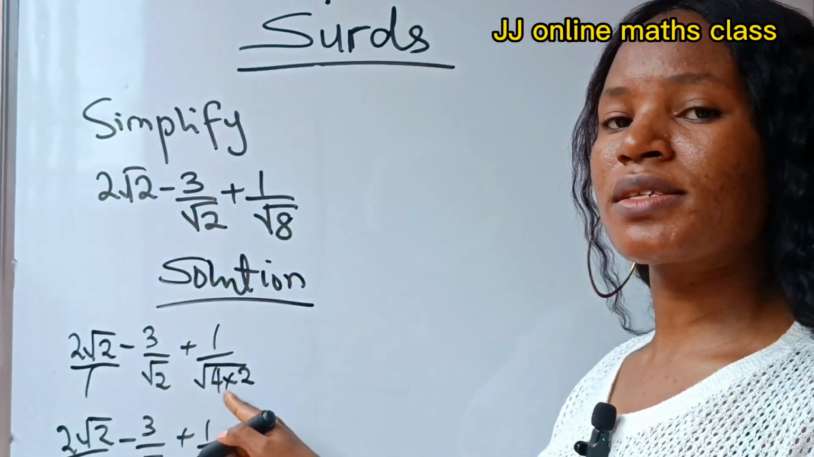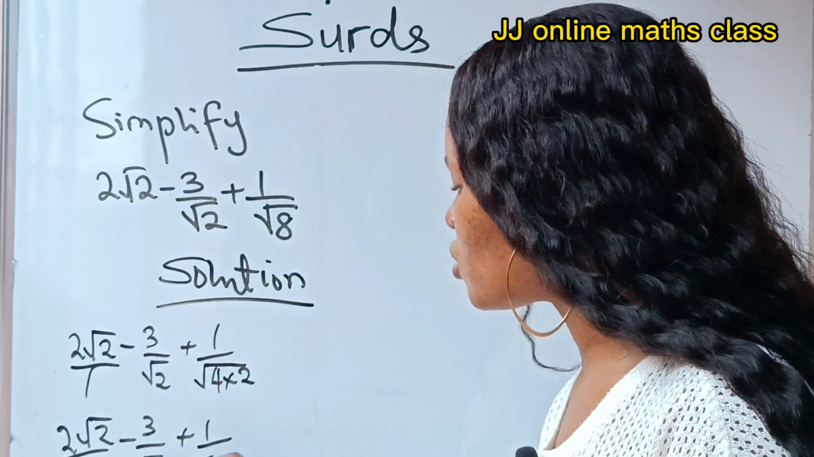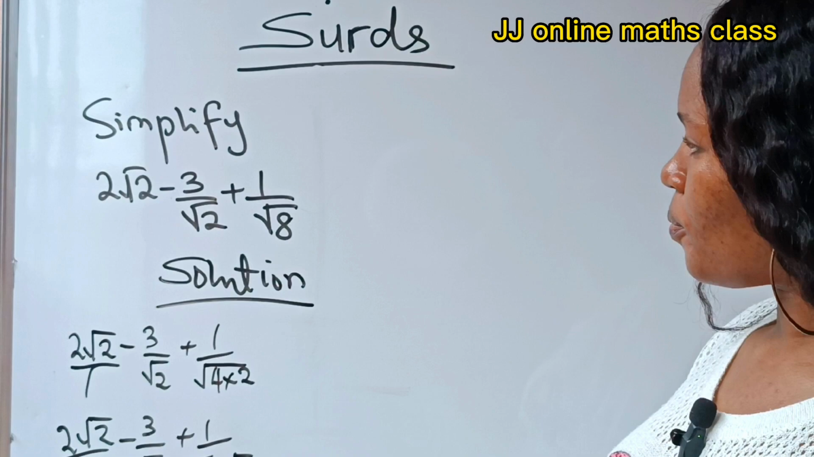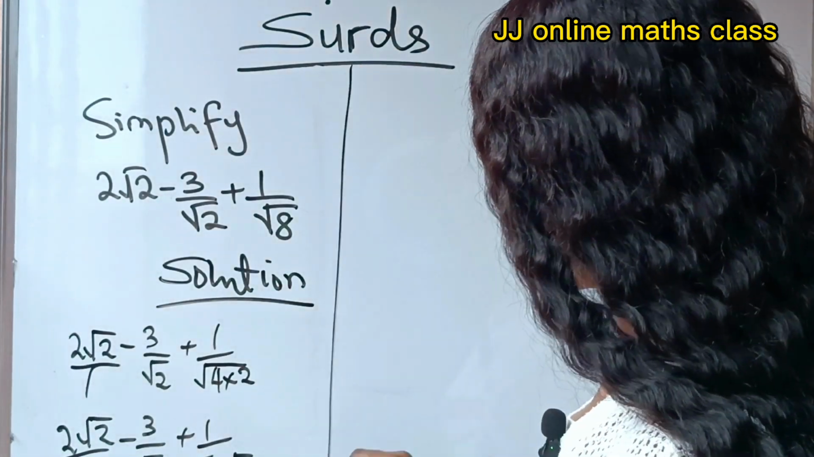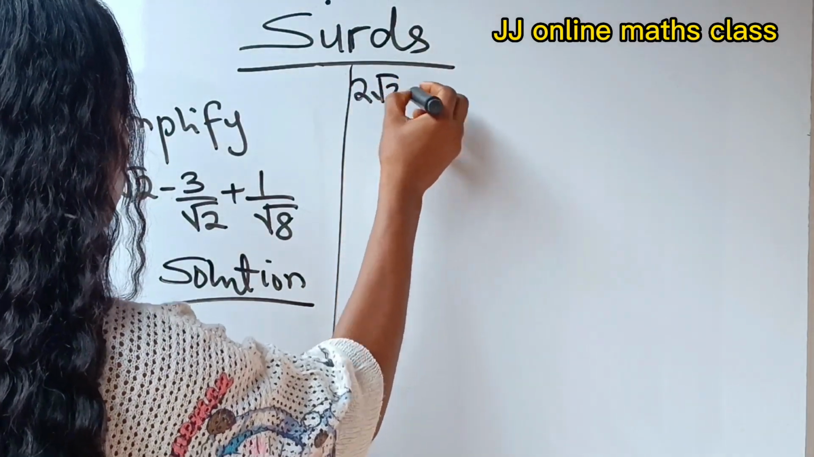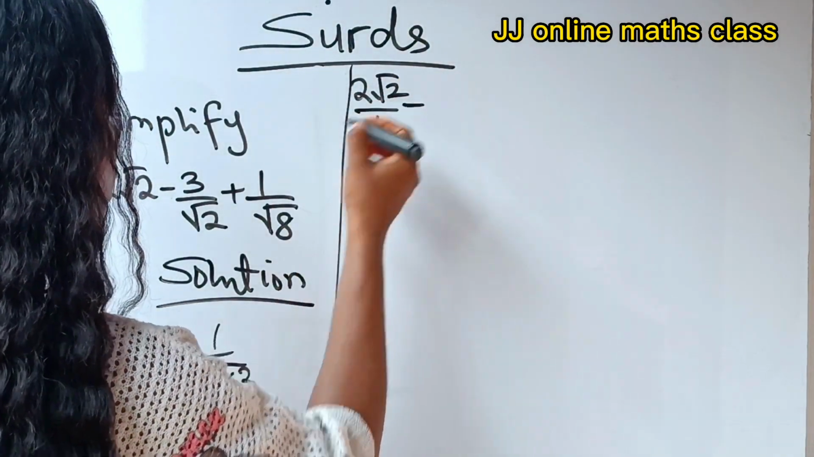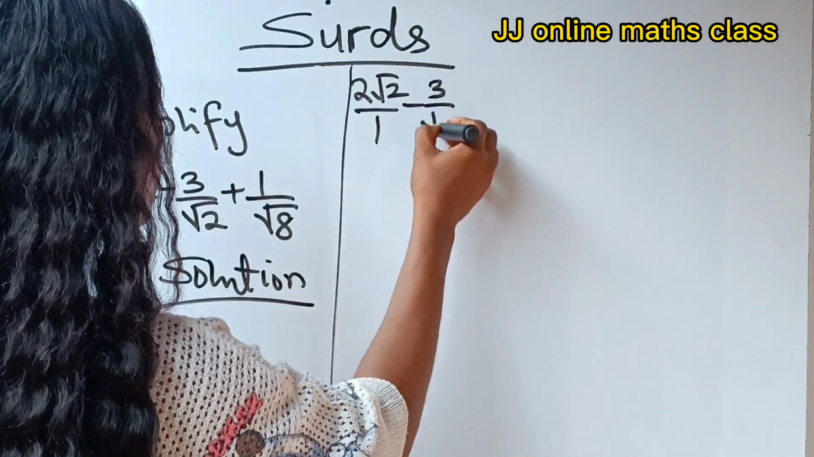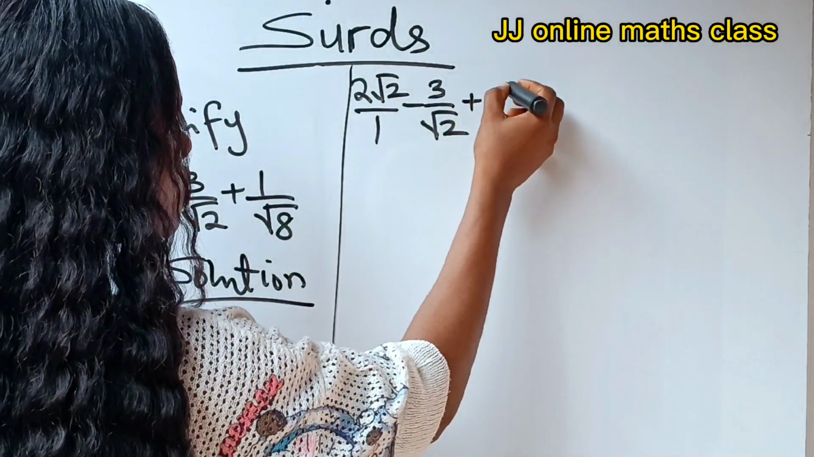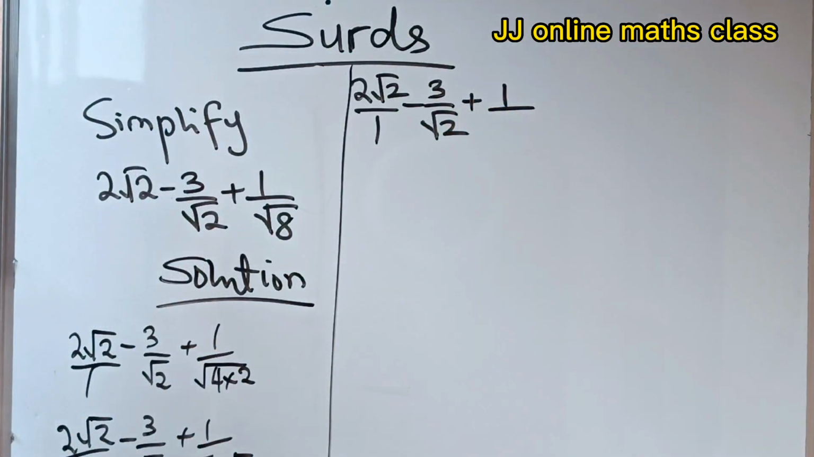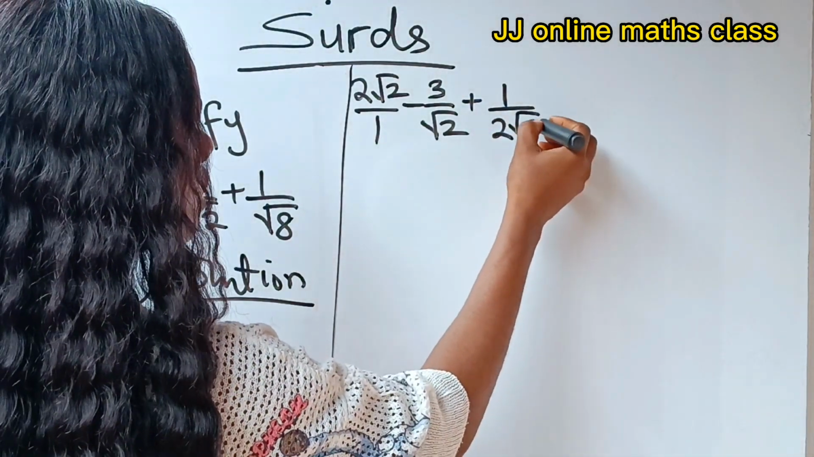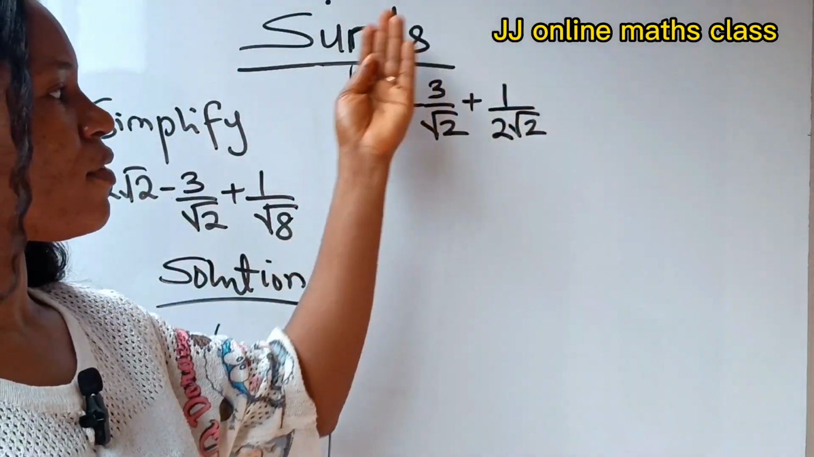We all know that you can split this, right? According to the rule, you can split it as root 4 times root 2. At this point, we can write this as 2 root 2 over 1 minus 3 over root 2, plus 1 over. Now, what is root 4? The square root of 4 is 2. So we have 2 times root 2, which is the same thing as 2 root 2. So this is what we have now.